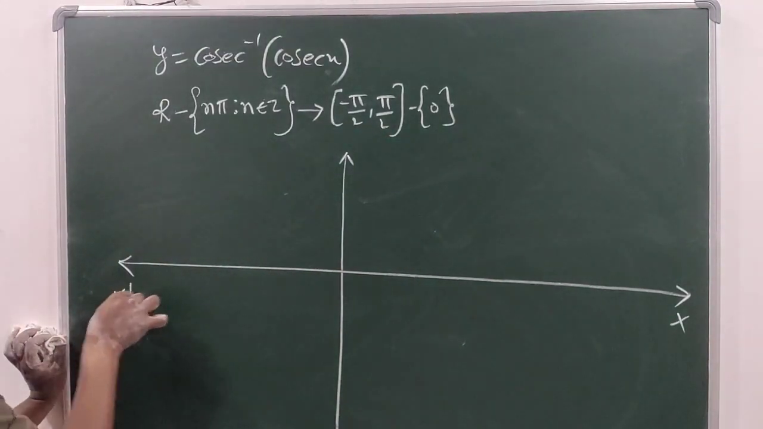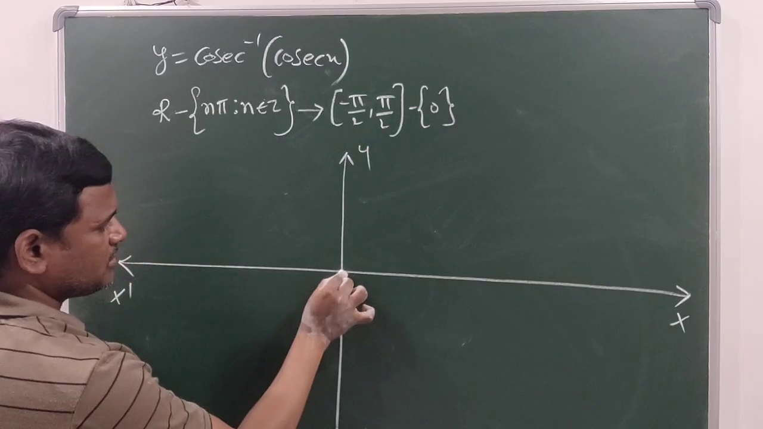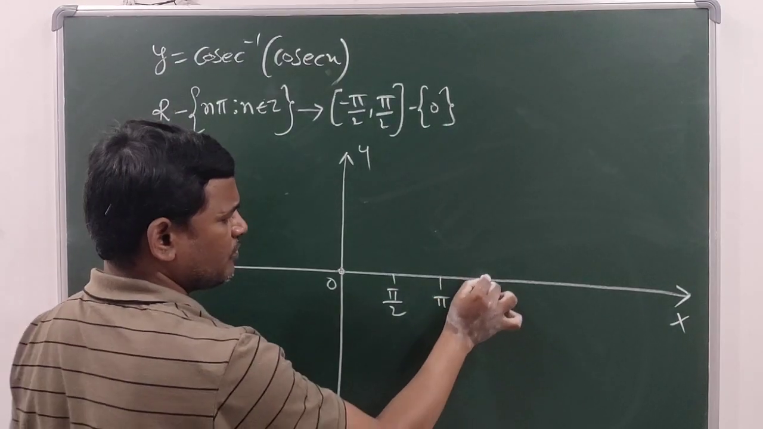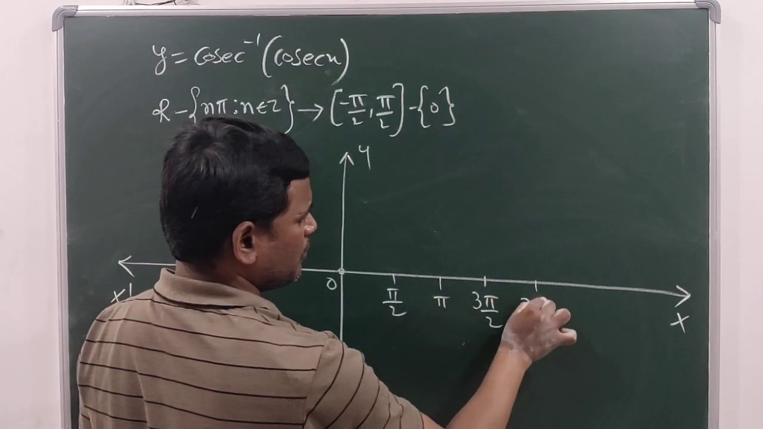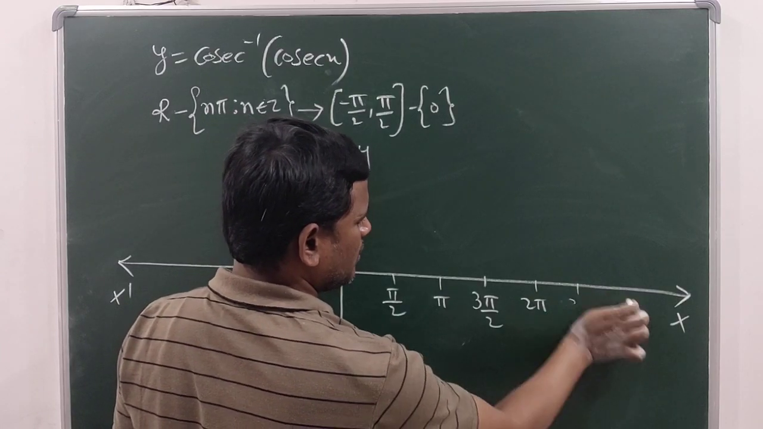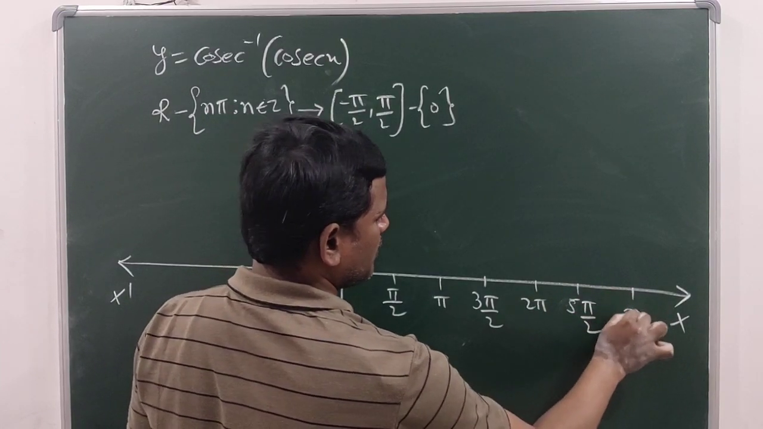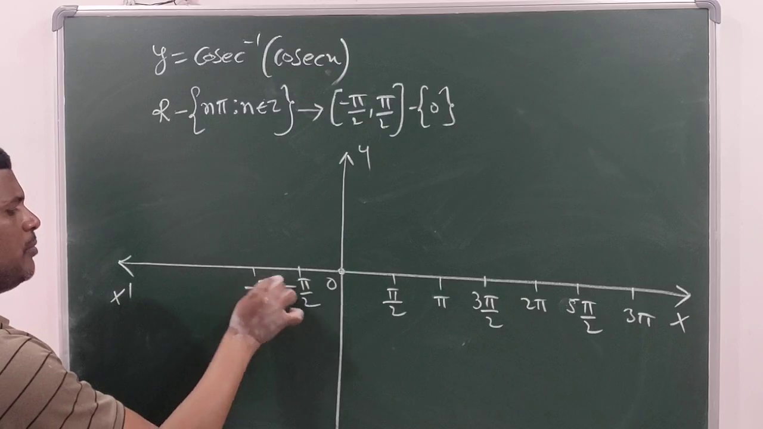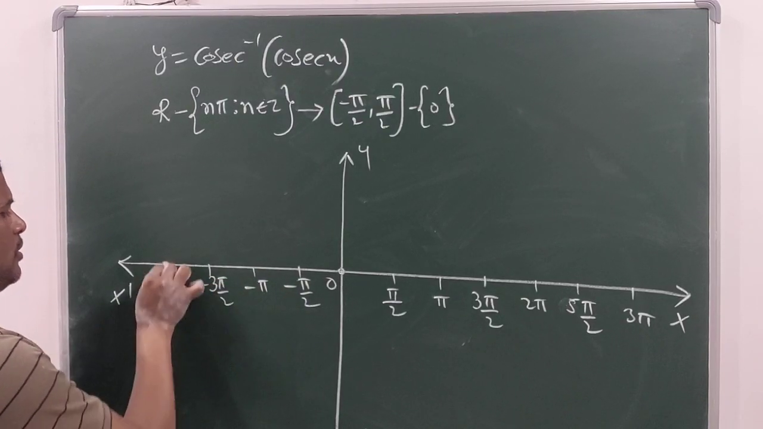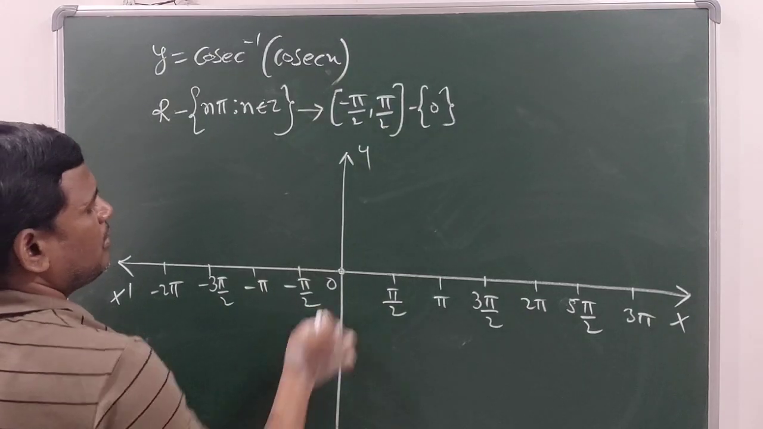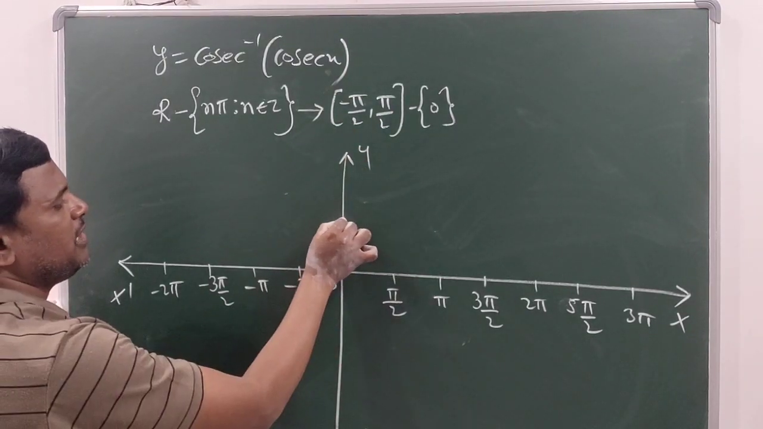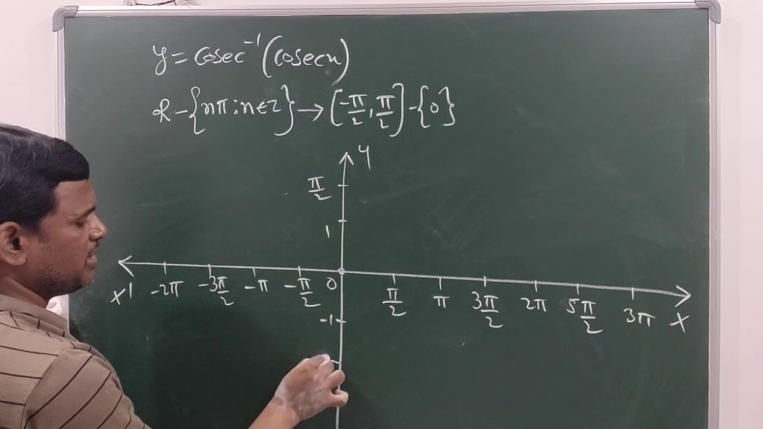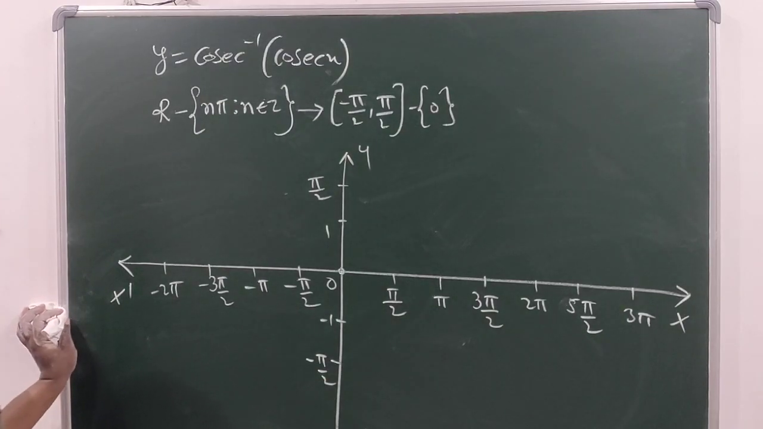X, x dash, y, y dash. So this is the origin. Now here take 90, here pi, 3 pi by 2, 2 pi, here 5 pi by 2, 3 pi. Now here it is minus 90, minus pi, minus 3 pi by 2, minus 2 pi. And on the y-axis you can take here 1, here 90. Here it is minus 1, here it is minus 90. Okay, students. Now draw the graph.